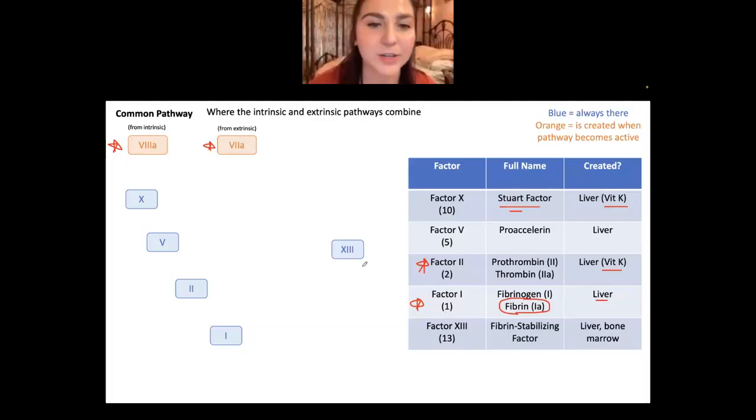And then lastly, we have factor 13, which is over here, just kind of floating around. This is called fibrin stabilizing factor. It's made by the liver as well as the bone marrow, and this just kind of solidifies our fibrin clot. So we'll go through this, but definitely know these names, especially factor 2 and factor 1.